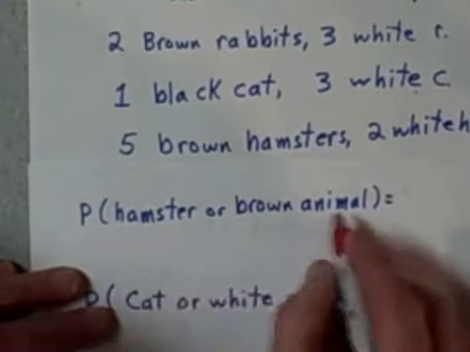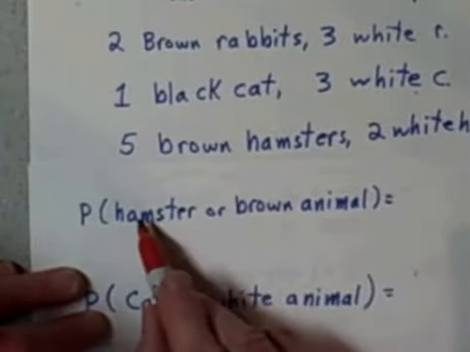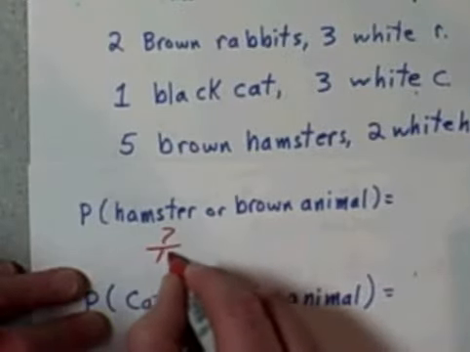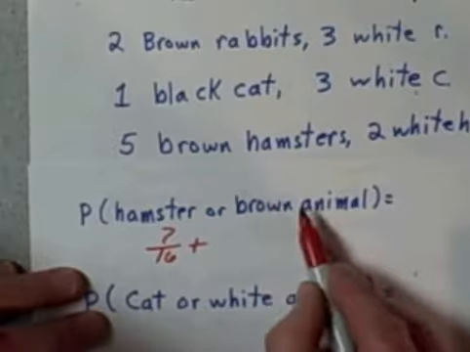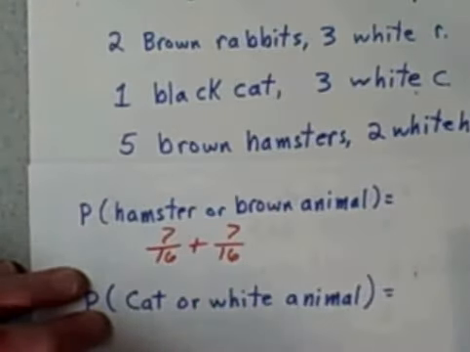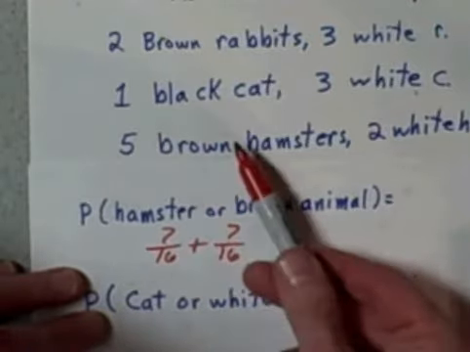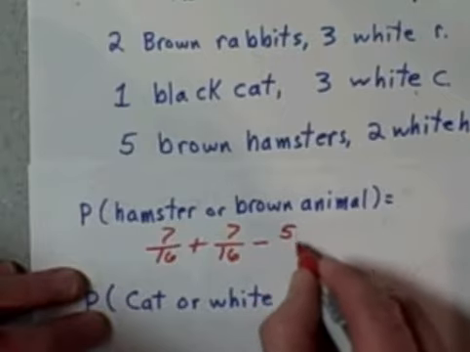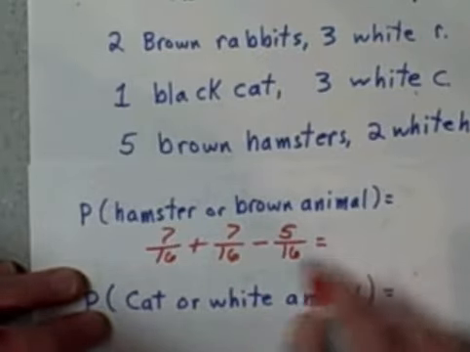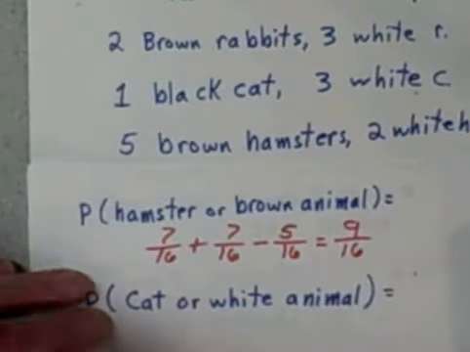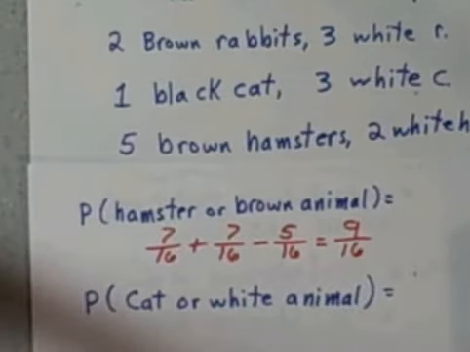So here we go. The probability is equal to the probability of getting a hamster, and altogether there are 7 hamsters, so that's 7 out of 16. There are 7 brown animals, that's 7 out of the 16 brown animals, but we know we have counted the 5 brown hamsters in both of these, so we have to back out the 5 brown hamsters that have been counted twice, so that's 14 minus 5, that's 9/16. Or if you like, you can change that to a decimal rounded to 3 significant digits.